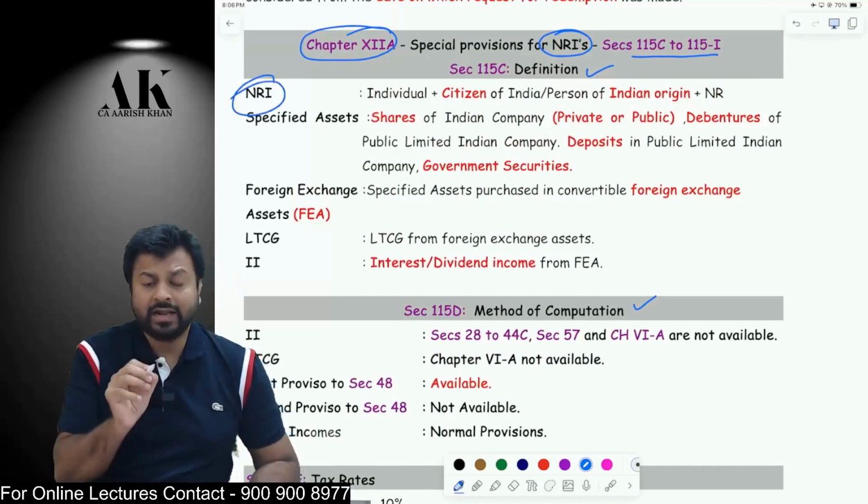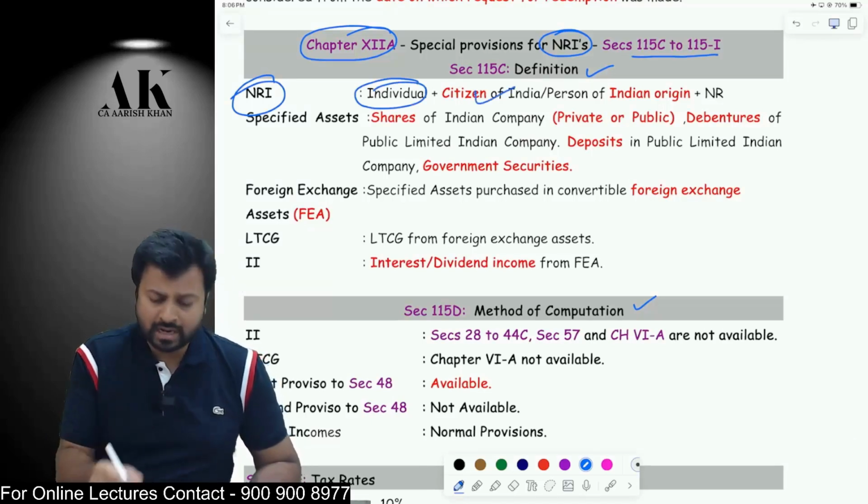Who is an NRI? An NRI means an individual who is either a citizen of India or a person of Indian origin.